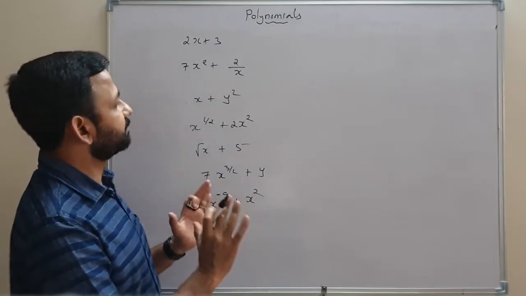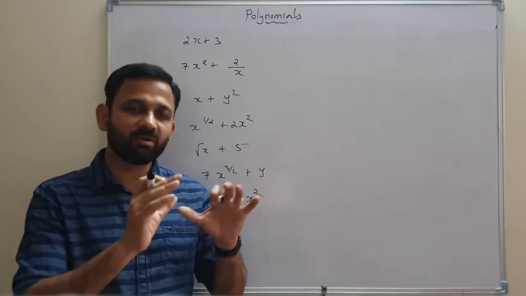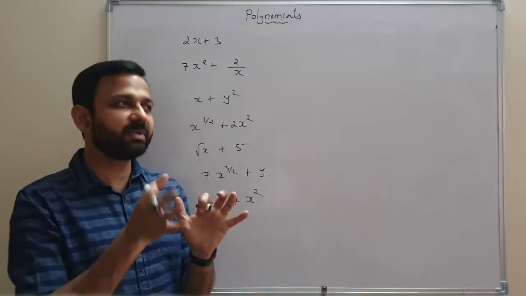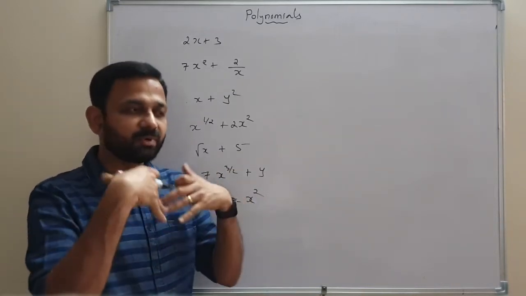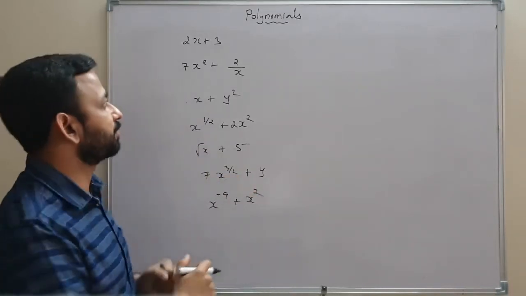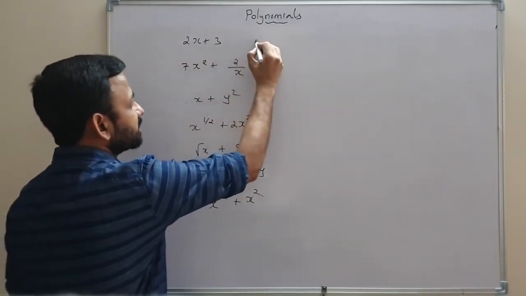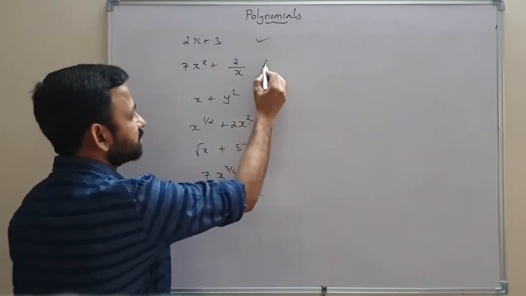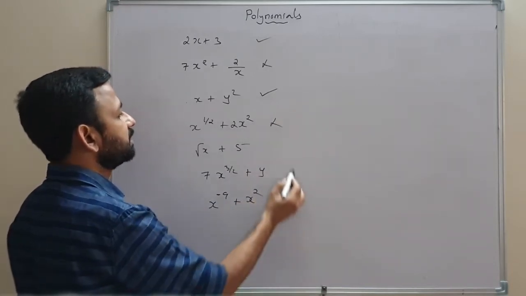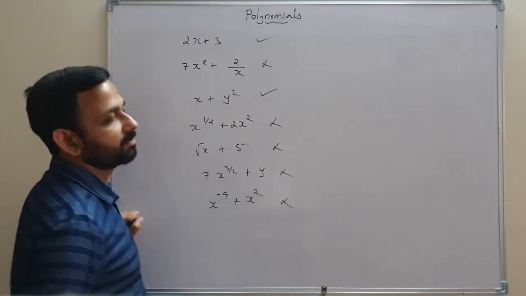All the polynomials are algebraic expressions, but all the algebraic expressions are not polynomials. There is a difference between polynomial and algebraic expression. So these all are algebraic expressions. This one is a polynomial. This is not a polynomial. This is a polynomial. This is not a polynomial. This is not a polynomial. This is not a polynomial. This one is not a polynomial.